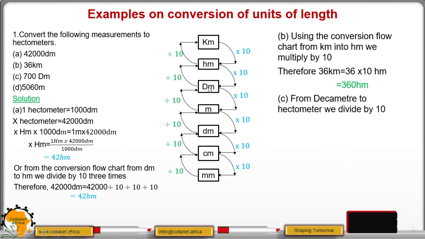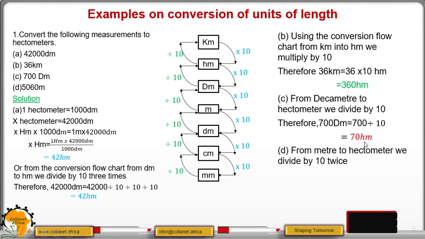Then part C, we have 700 decameters. Again, you move to where we have decameter and you want to move to hectometer. So if you look at decameter and hectometer, you are moving upward. Therefore, you divide by 10. So it will be 700 divided by 10, you get 70 hectometers.